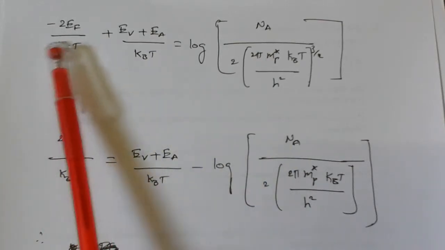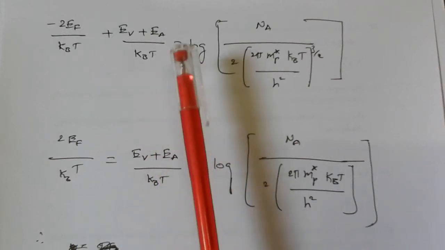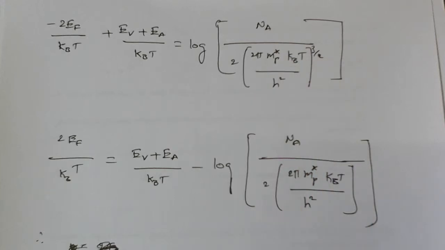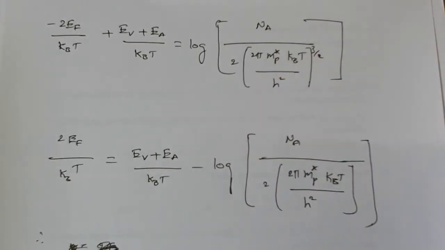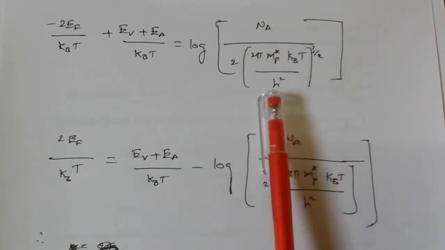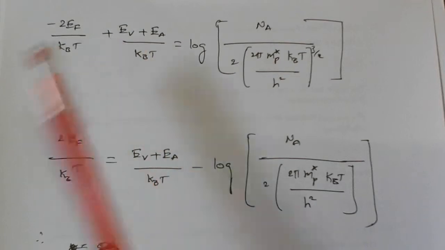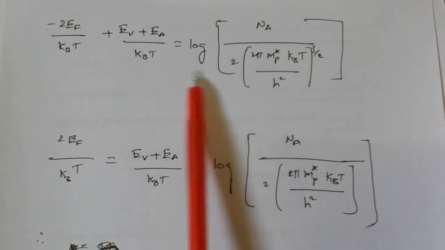So the equation we got is minus 2 EF by KBT plus EV plus EA by KBT is equal to log of NA by 2 into 2 pi MP star KBT by h square whole power 3 by 2. Got it. Now what you are doing is sending this EV plus EA by KBT to the other side.